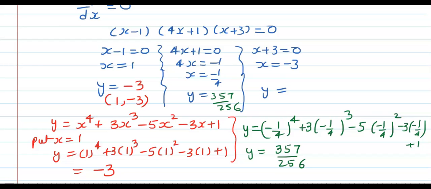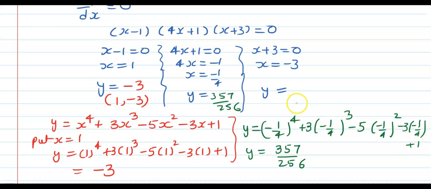Okay, and the last value is, if you put x equal to minus 3 here, then you will get minus 3 to the power 4 plus 3 times minus 3 to the power 3 minus 5 times minus 3 to the power 2 minus 3 times minus 3 and plus 1. I'm putting it in a calculator.